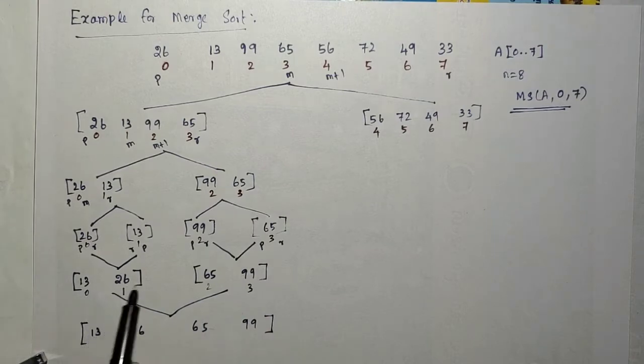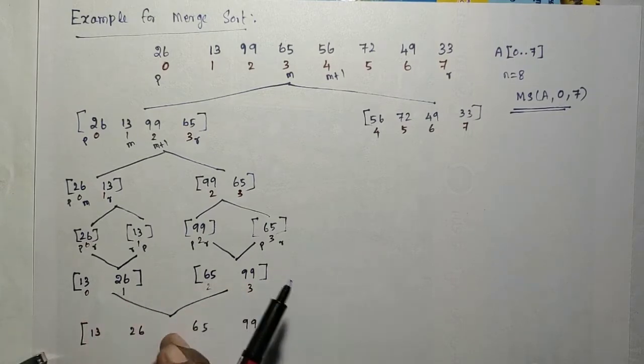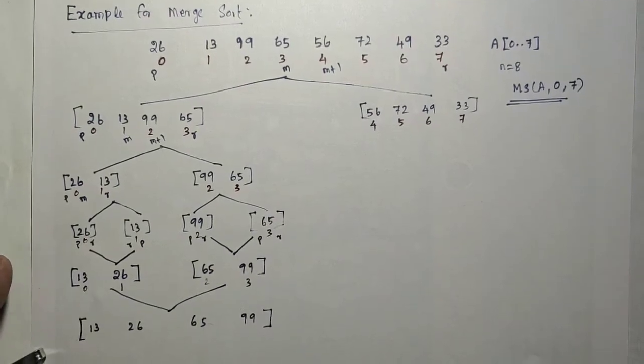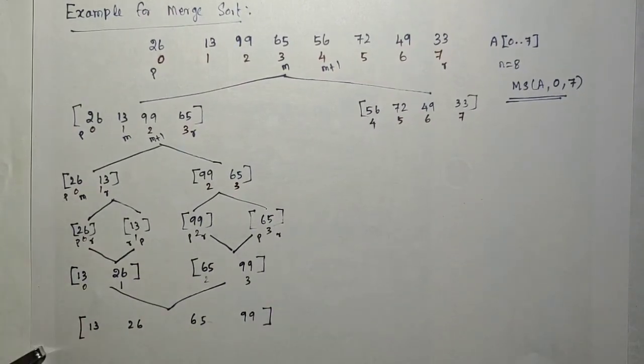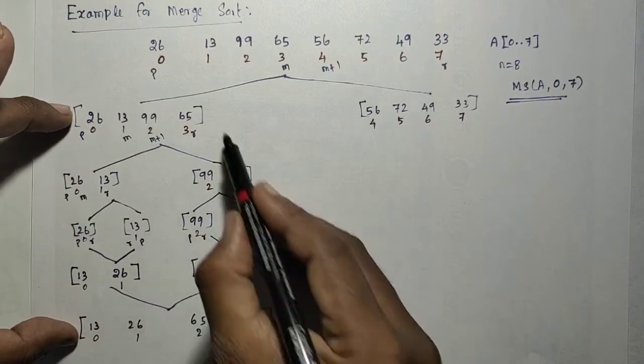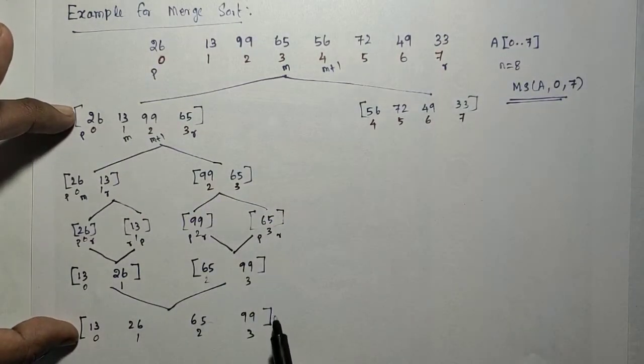Here, if it is already sorted, maybe 26 may be present here and 65 may be present here. In that case, after merging, these 4 elements will be in order. Okay, like that it will be merged. So the indexes are 0, 1, 2 and 3. See that this half is sorted like this.